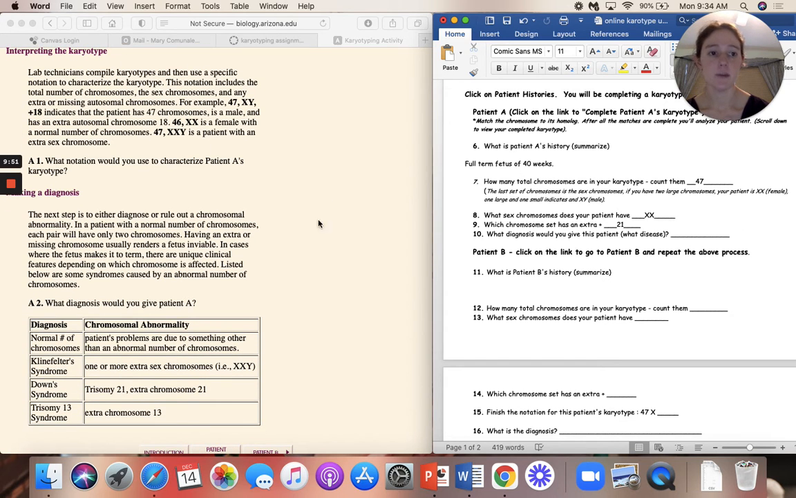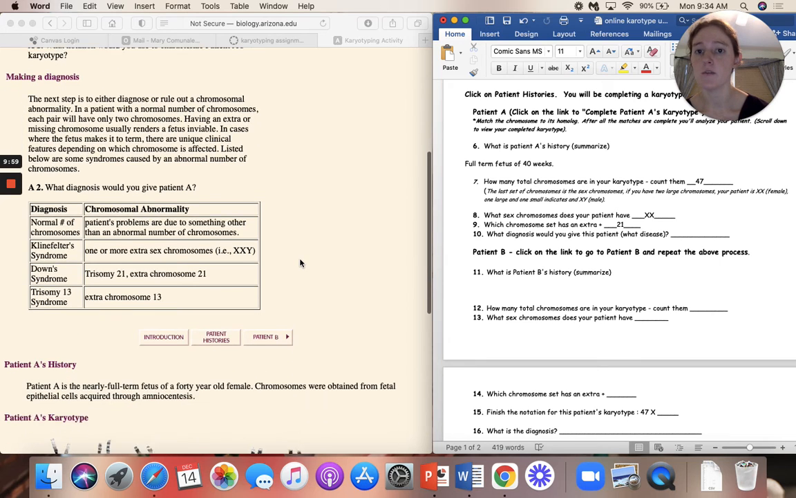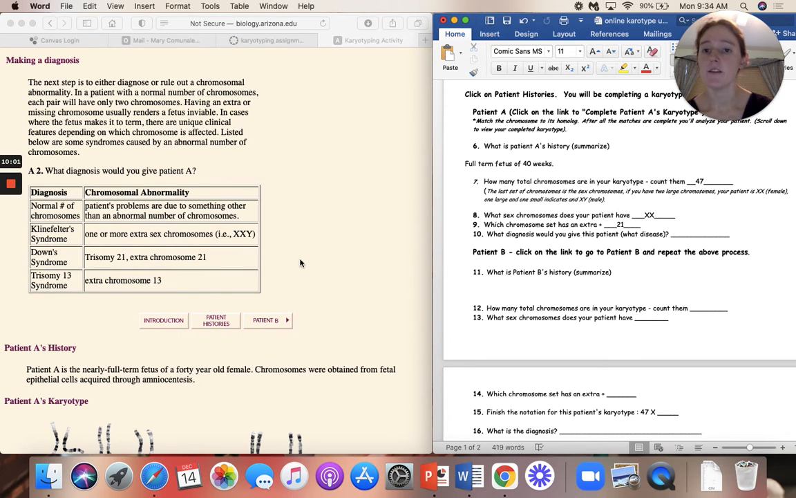So for this particular patient, I would have done 47XX plus 21. The next step is to either diagnose or rule out a chromosomal abnormality in a patient with a normal number of chromosomes. Each pair will only have 2. Having an extra or missing one renders a fetus inviable. In cases where a fetus makes it to term, there are unique clinical features depending on the chromosome affected.